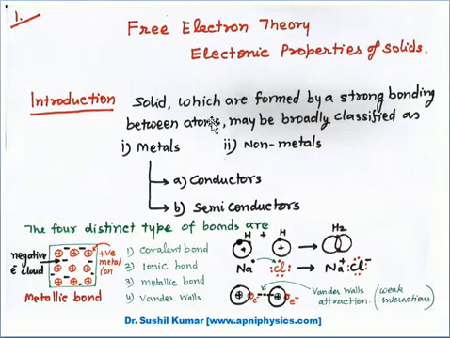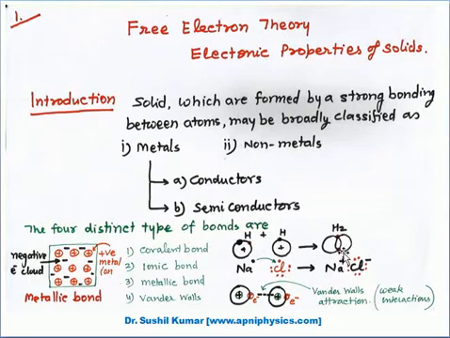Non-metals means insulators, right? So the focus is only on the metals, and metals are of two types, conductors and semiconductors. And these conductors and semiconductors are formed with 4 types of bonding between the atoms. Number 1 is covalent bond, number 2 ionic bond, number 3 metallic bond, and number 4 van der Waals type bond.